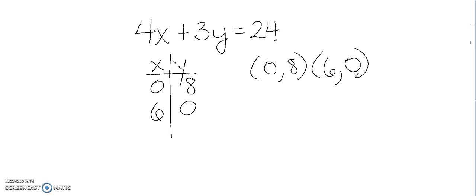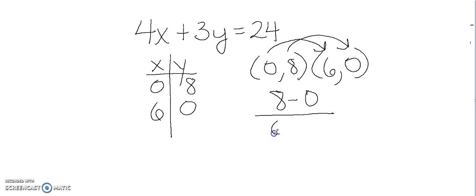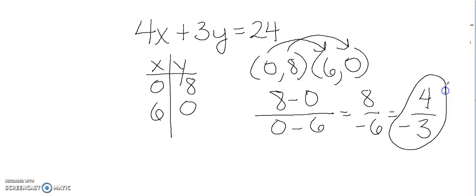So from there, I can do my y's subtracted and my x's subtracted. Okay? So I like to keep the part on top positive, so I'm going to go from biggest to smallest. So I'm going to do 8 minus 0. Then I'm going to go the same direction for the bottom and do 0 minus 6. And I'm going to get 8 over negative 6, which reduces to 4 over negative 3. So my slope is negative 4/3. All right.